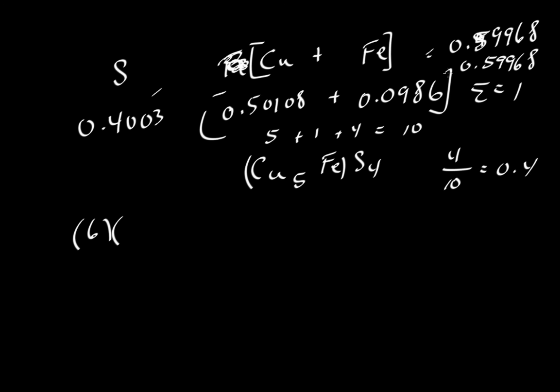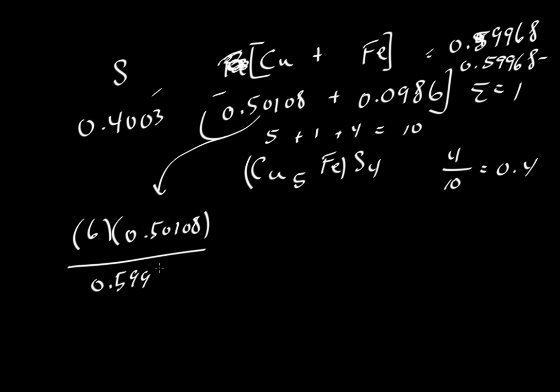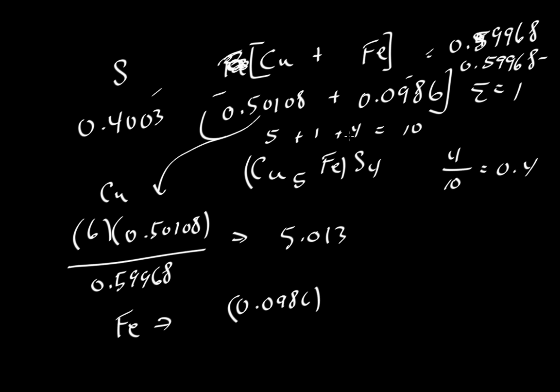We'll just take 6 and multiply it by this over here for copper, 0.50108, and then divide it by the sum, 0.59968. So for copper, we get a value of 5.013, very close to the 5 that we would expect. We could play the same game for iron. For iron, we would take this value, 0.0986. We expect 6 cations per formula unit, so we'll multiply that by 6 and then divide it by the total number of cations, which is again this number over here, 0.59968, and that gives us a value of 0.986.